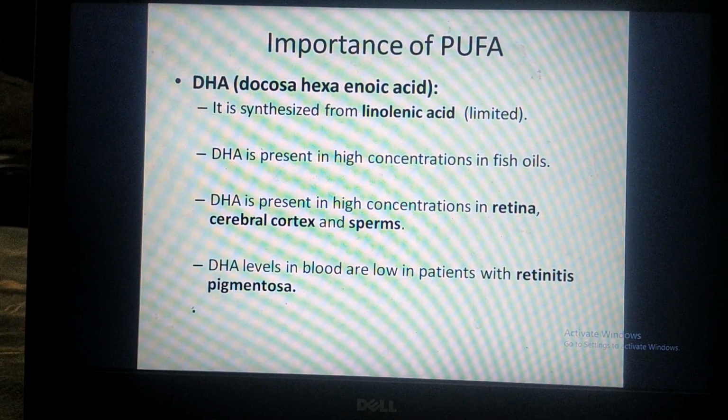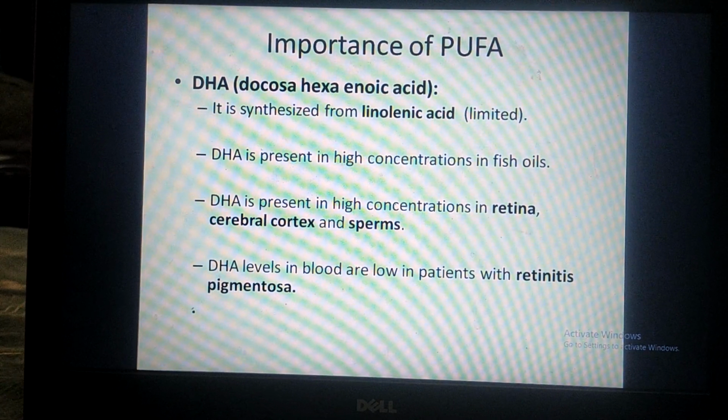Next, docosahexaenoic acid. It is also synthesized from linolenic acid. It is present in high concentration in fish oil. In our body, this docosahexaenoic acid is found in large concentration in the retina, cerebral cortex and sperms. The levels of these fatty acids are found low in patients with retinitis pigmentosa.